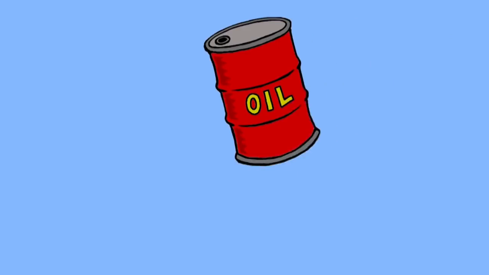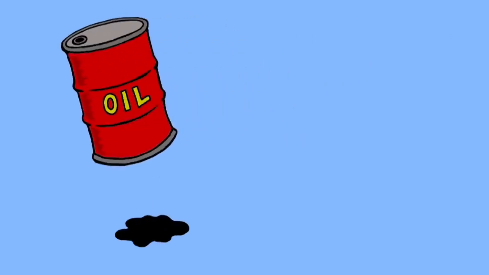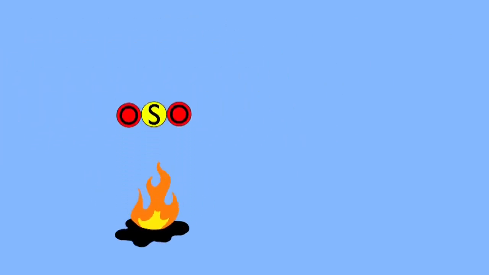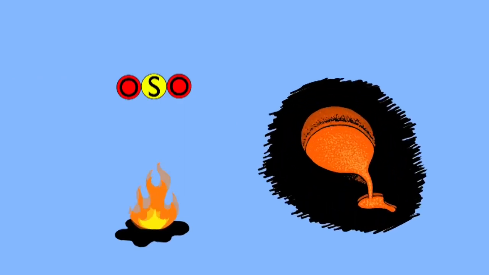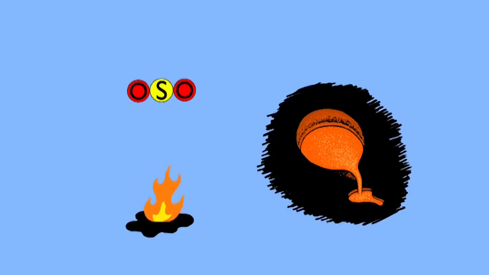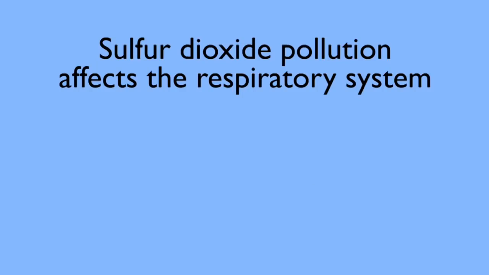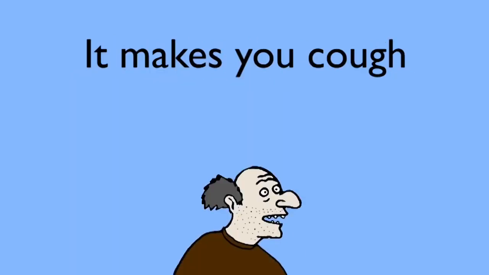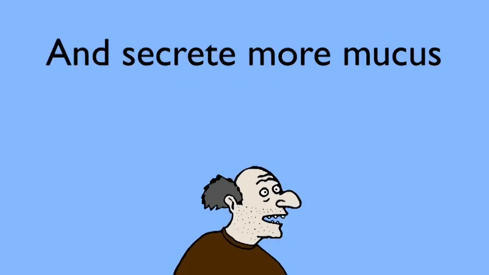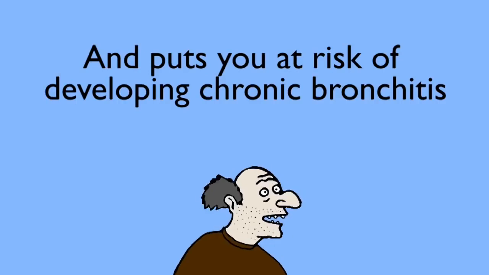The correct answer is that any sulfur combusted in the presence of oxygen, typically coming from fossil fuels which naturally contain tiny amounts of sulfur, and also the smelting of mineral ores, lead to the formation of sulfur dioxide. In turn, these pollutants affect the respiratory system and cause irritation of the eyes. If you breathe this in, you're more likely to cough or secrete more mucus and will be at a higher risk of developing chronic bronchitis.